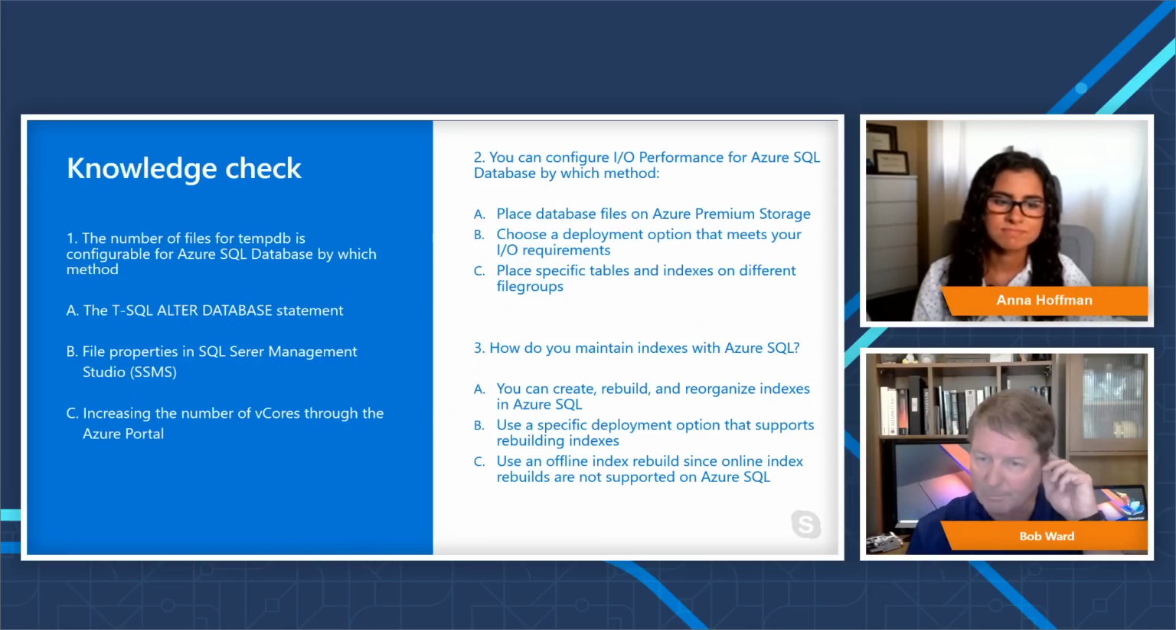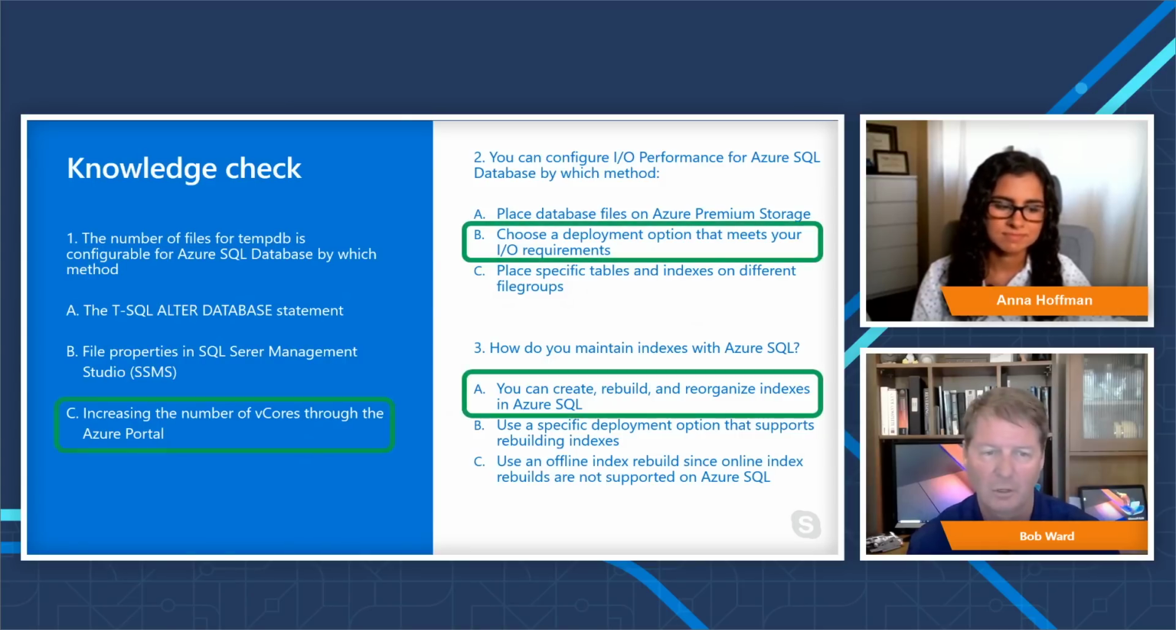And then for the last one, all deployment options support rebuilding indexes, so B can't be it. It's not a specific one. And online index rebuilds are supported in Azure SQL, so it can't be C, so it must be A. So C, B, and A, yeah.